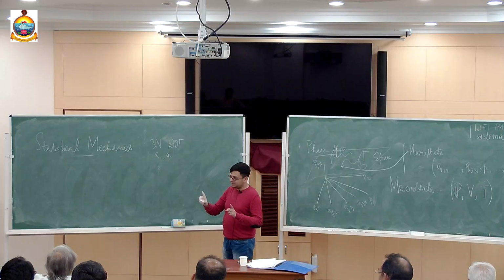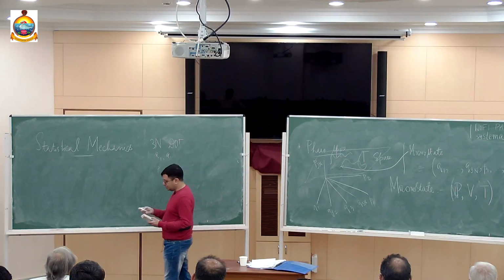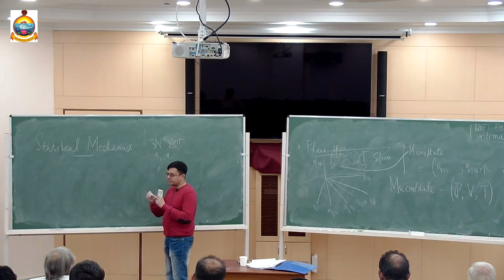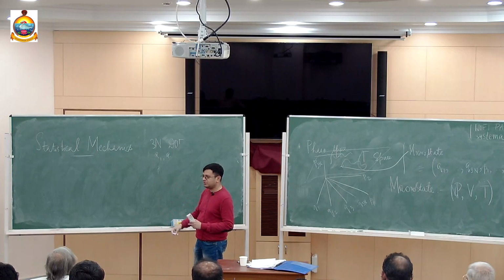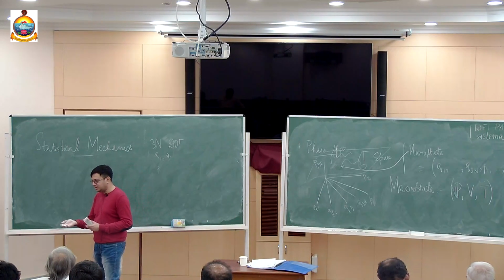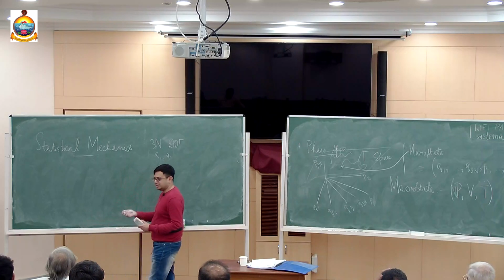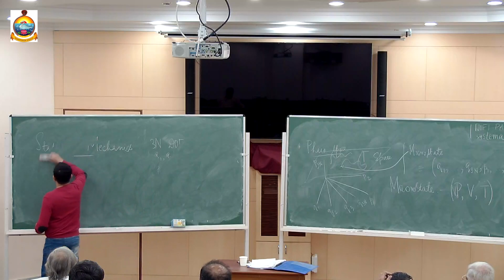So is the distinction clear between the microstate and a macrostate? A microstate refers to the coordinates and the momenta of each of the constituent particles of this piece of chalk, while a macrostate refers to just how much it weighs, what's the color, what's the temperature, pressure, and so on. It doesn't refer to the microscopic details of the system.